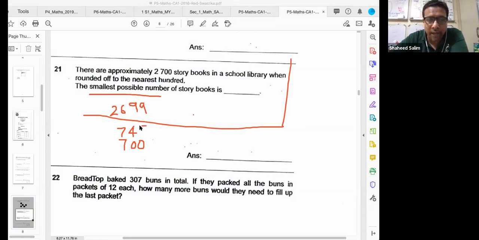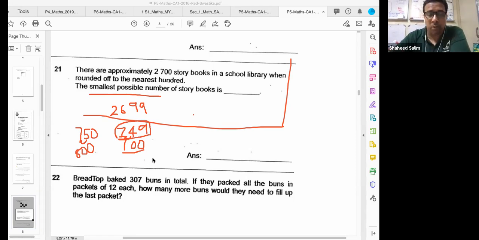See, 749, if you round off to the nearest 100, you must look down here at this digit. You don't plus 1, so it becomes 700. But 750, if you round up to the nearest 100, you look down here again, and you must plus 1, so this becomes 800. So 749 is the biggest number when you round off to 100, this is the biggest possible number.